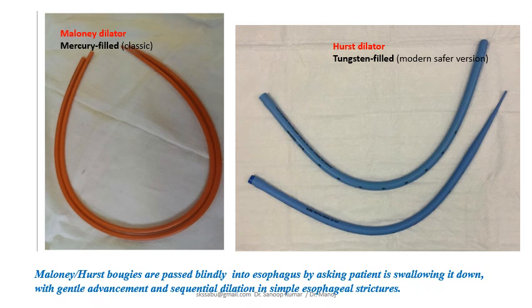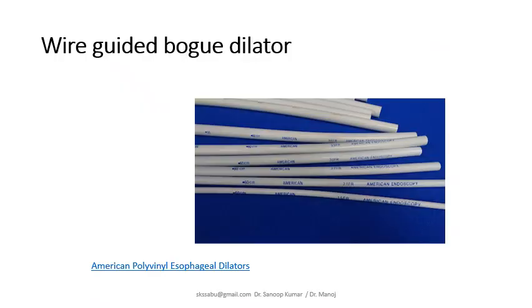But it is very difficult to do. Patient cooperation is very important. It is done only for simple esophageal strictures, like a small Schatzki's ring or a small peptic ulcer stricture, where the patient's cooperation is required, and we usually don't use these non-wire guided dilators.